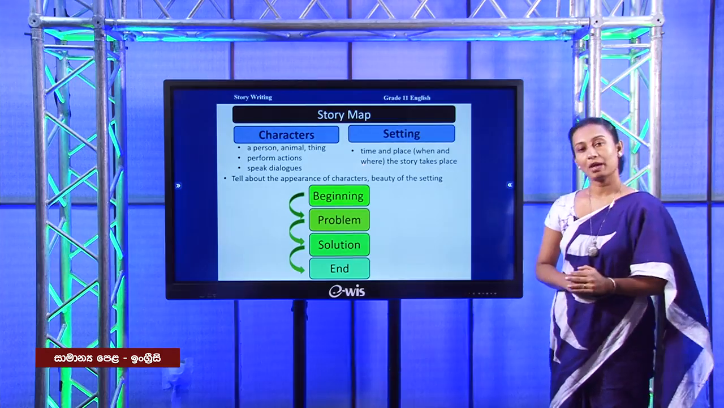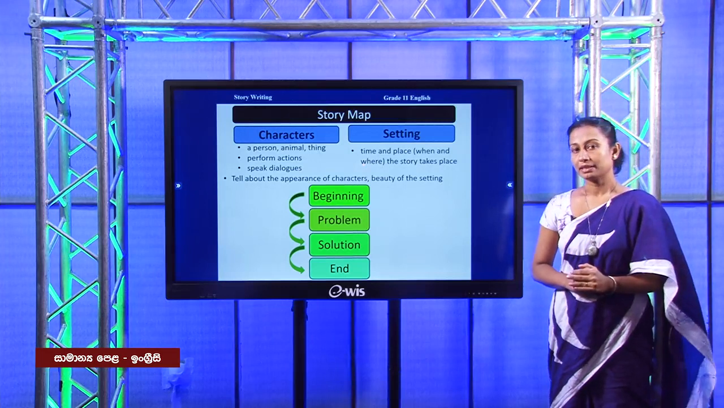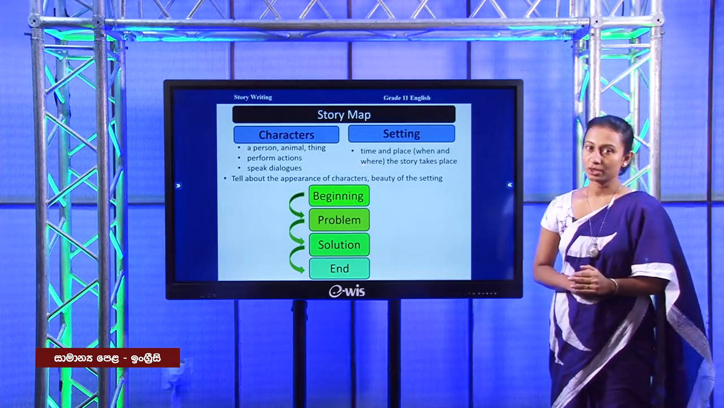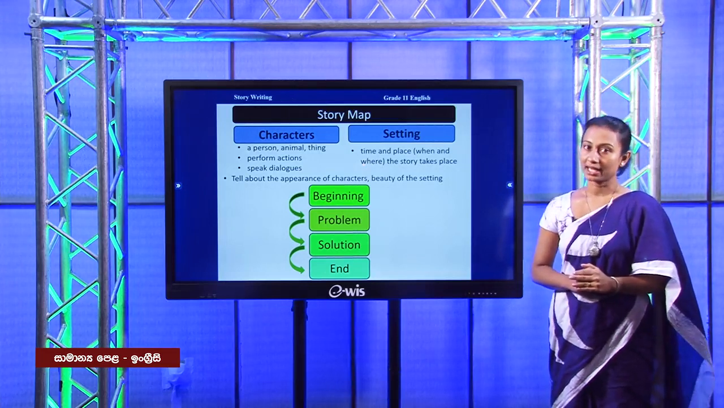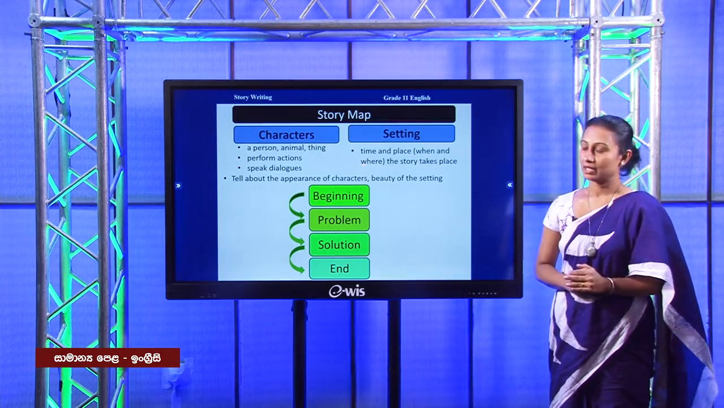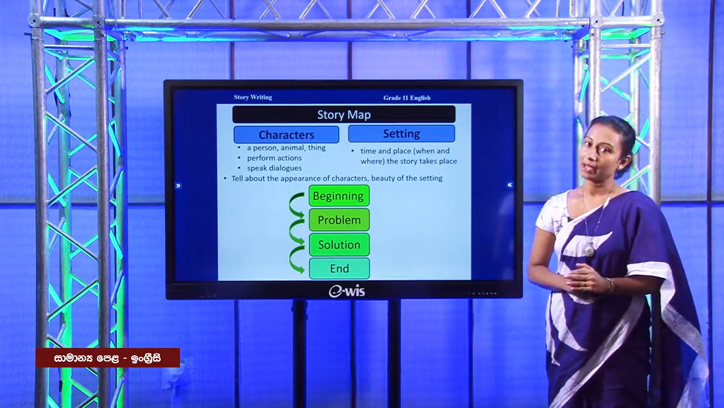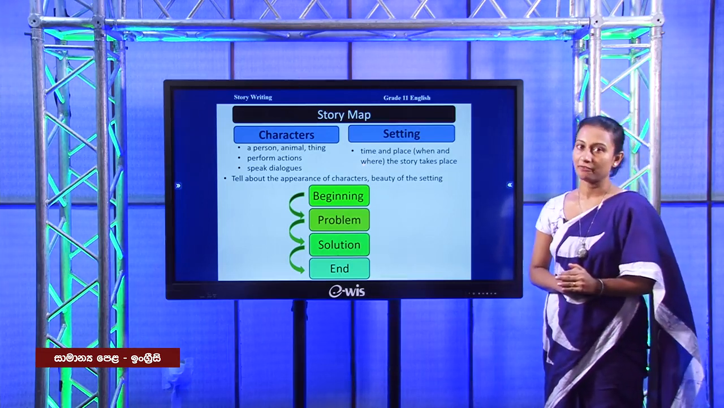Next, you have the problem. The third step is the solution. In solution, you have to tell how the characters solve the problem. The last step is the end. Ending can be a happy one or a sad one.